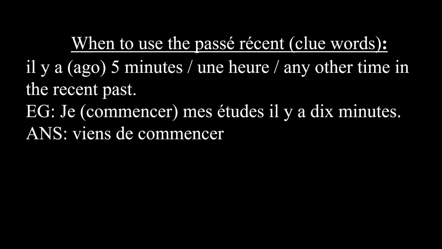What gives you an indication that something has just taken place or just happened is a clue for the passé récent. One of the main ones is il y a followed by a time duration of recent past. Now il y a is 'there is', but il y a also means 'ago', so don't get confused. So il y a 5 minutes, il y a une heure, these are all indications of the passé récent. For the example, the clue there is il y a 10 minutes, meaning 10 minutes ago, something that has just happened. So you put venir for je, which is viens, and you put the de, and then you put the full verb as it is, composé.